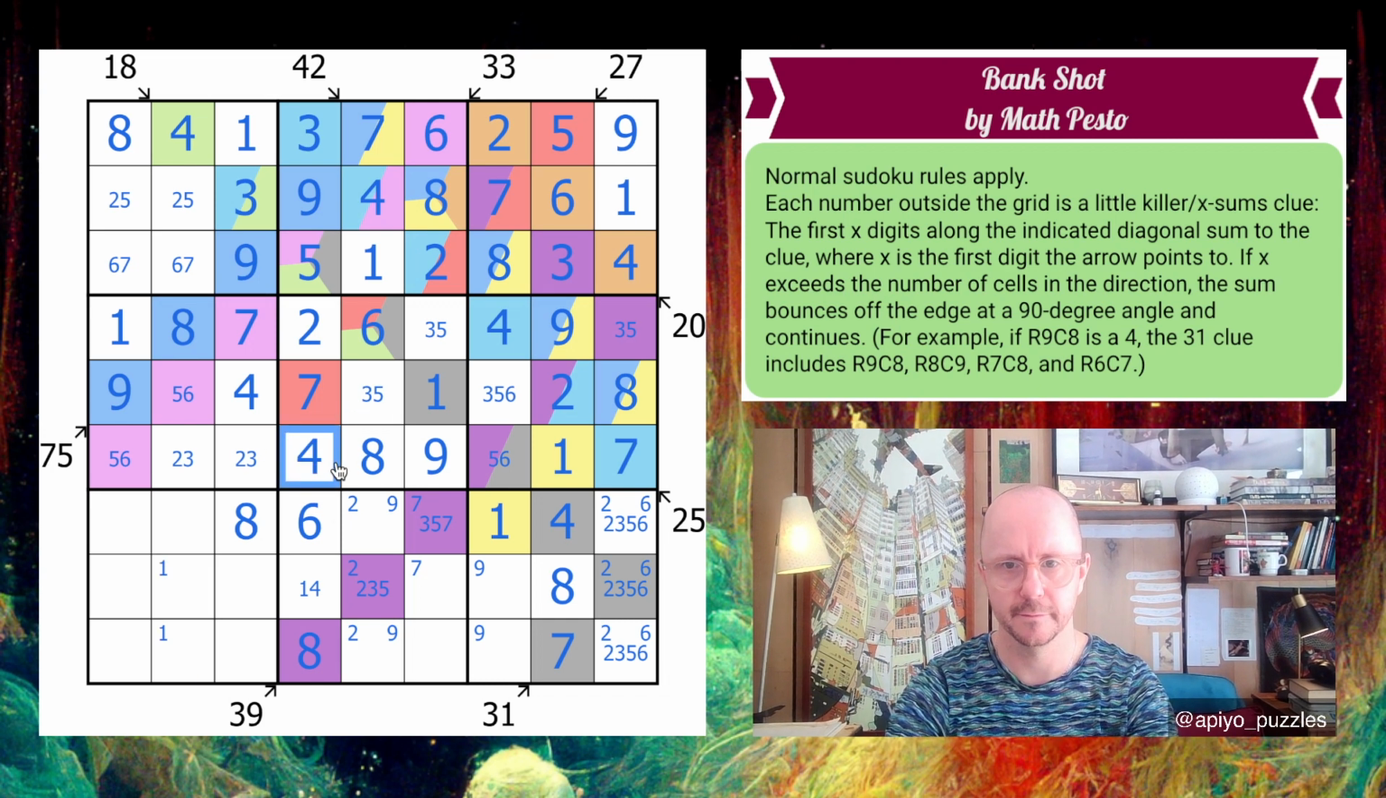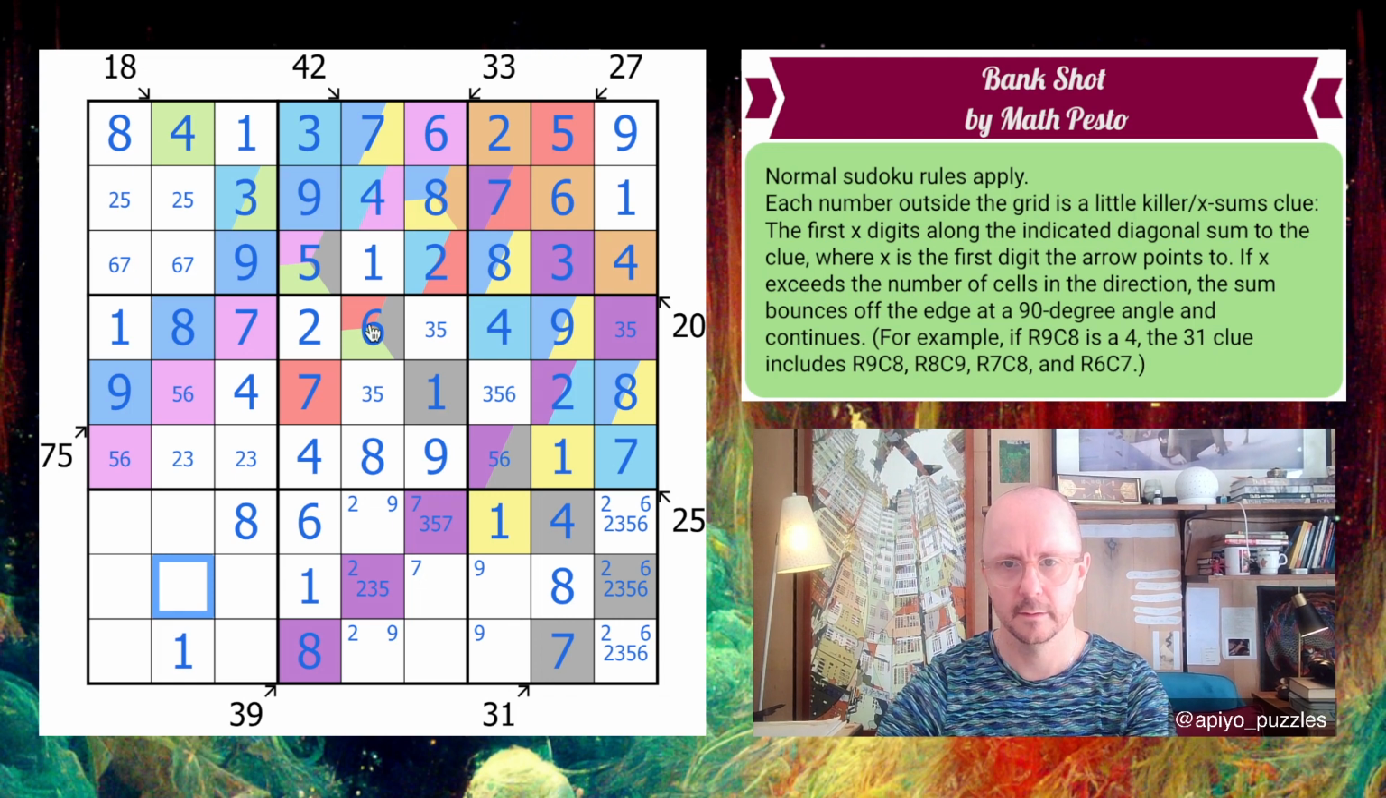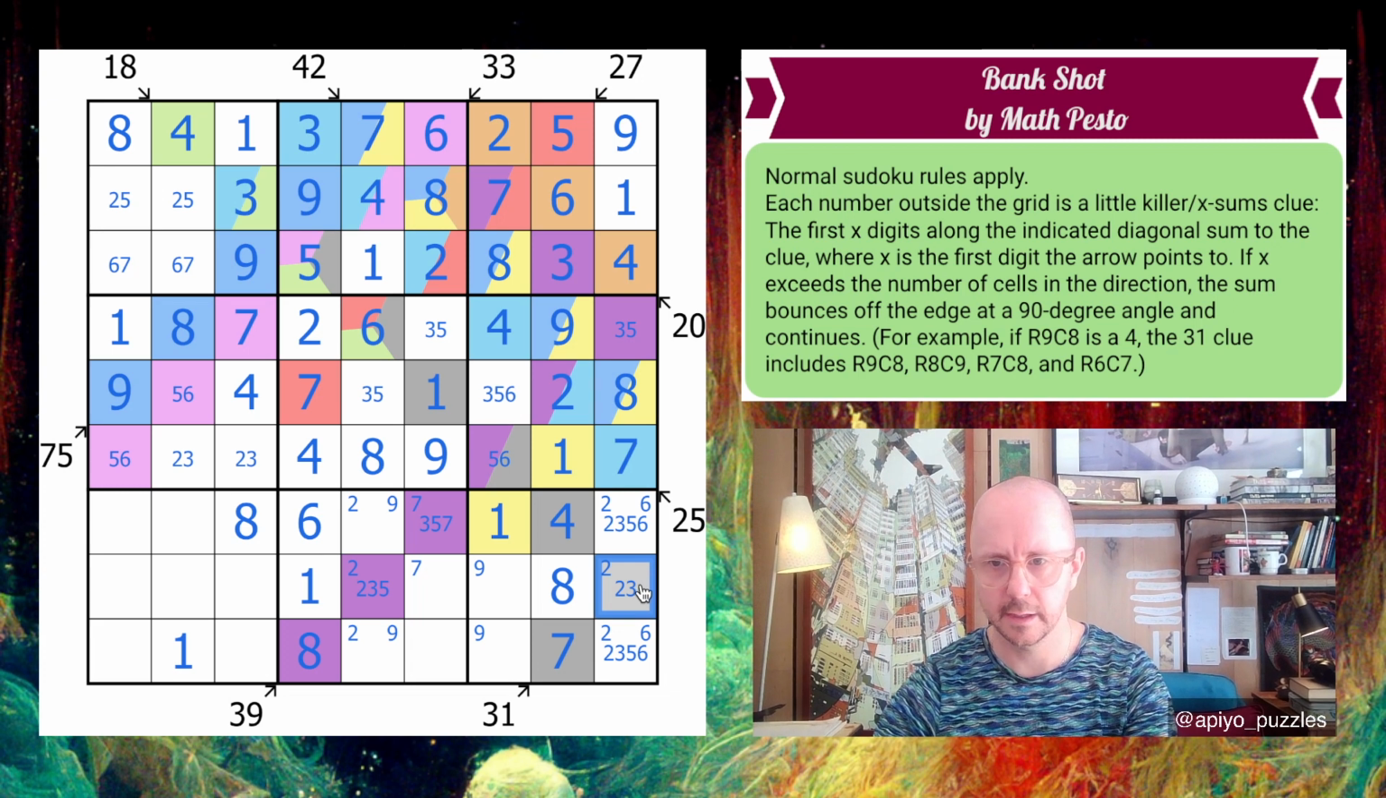Now that becomes a 4. That becomes a 1. So that becomes a 1. So now along here we need these to add up to 8. So it's either 5, 3 or 6, 2. So that is a 2 or a 3.